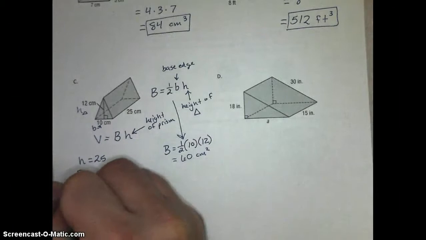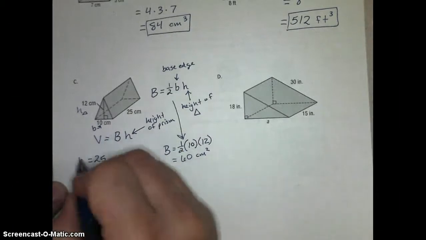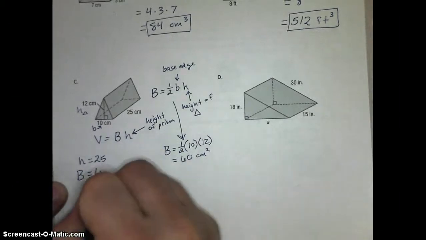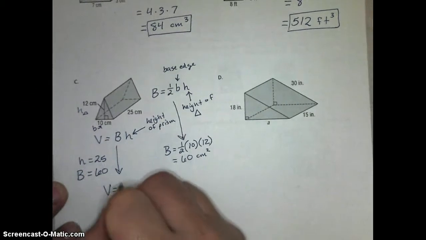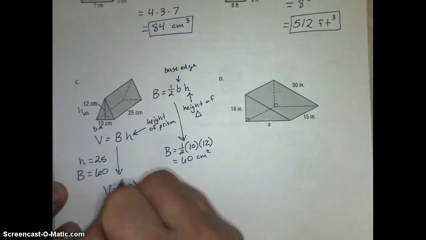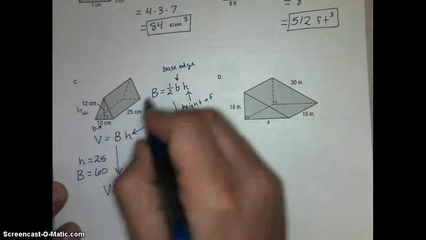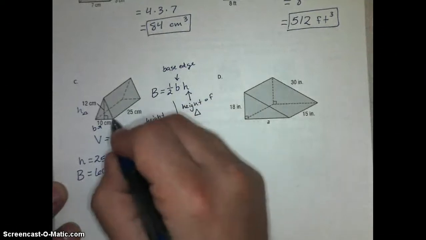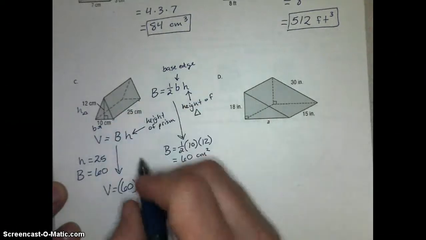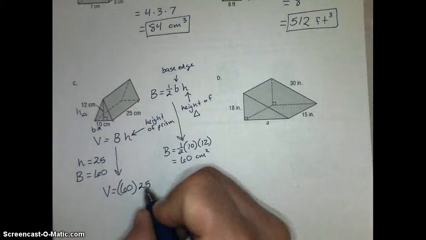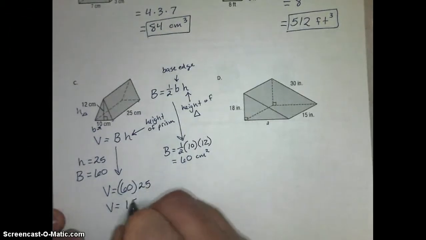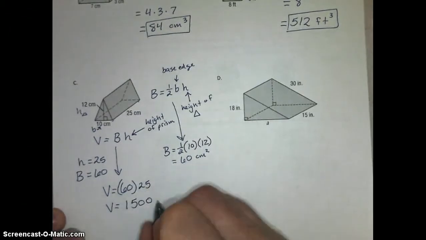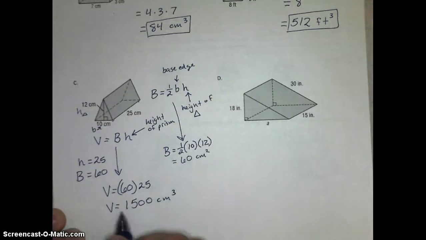So whenever I go to plug into my volume formula, I'm going to say capital B is 60. Then I just take this volume formula and plug those two in: 60 times the height of your prism. Remember, the height of the prism is the distance between the bases. I'm going to do 60 times 25 and get a volume of 1,500 cubic centimeters.